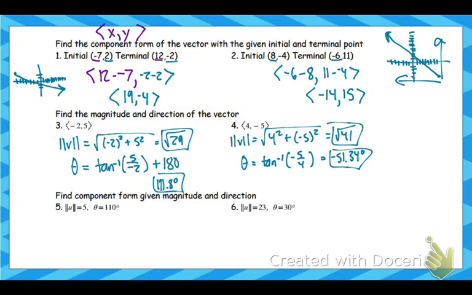All right, so now we're going to do the exact opposite. We're going to take the magnitude and direction, and find the component form. So we need an x component and a y component. The x component, 5 cosine 110. The y component, 5 sine 110. At this point, you would plug this into your calculator. Make sure that you are still in degrees. So my x component would be negative 1.71, and my y component would be 4.7.